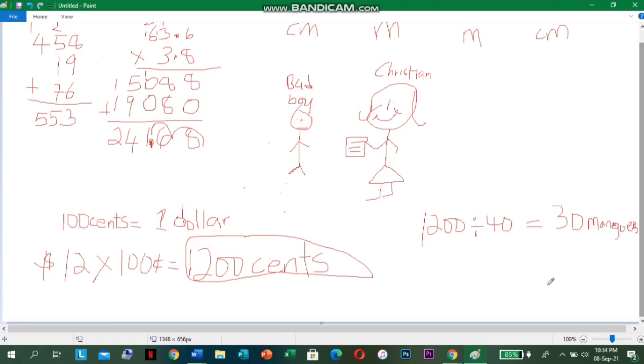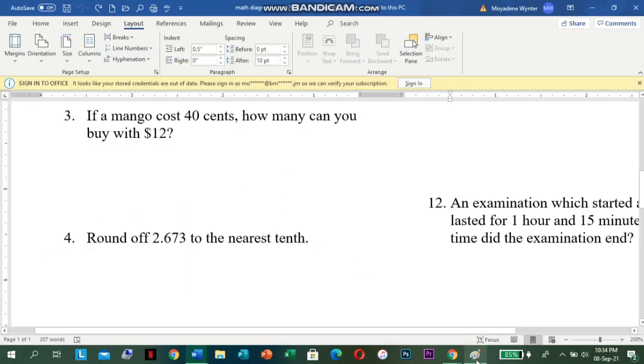Moving on to the next question. All right, so it says round off 2.673 to the nearest tenth. Round off 2.673 to the nearest tenth.